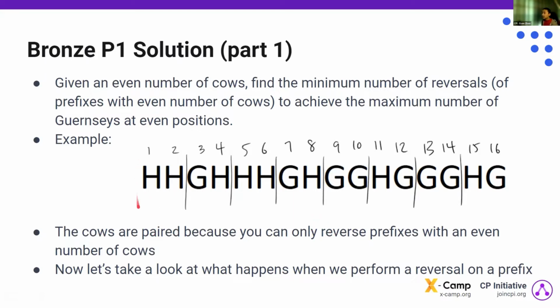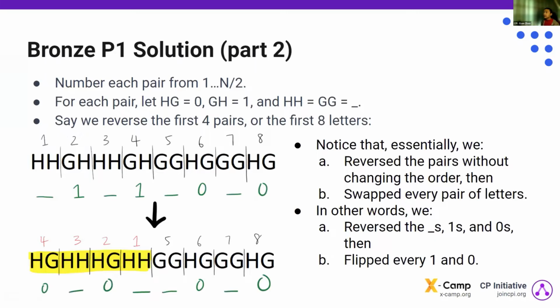So for example, you can only reverse the first pair, or the first two pairs, or the first three pairs, and so on. Now that we've separated them into pairs, let's take a look at what happens when we perform a reversal on a prefix. First, for simplicity, let's number each pair of cows from 1 to n/2. This is the first pair, the second pair, the third pair, and so on. For each pair, let HG be equal to 0. So we're going to denote HG as 0.